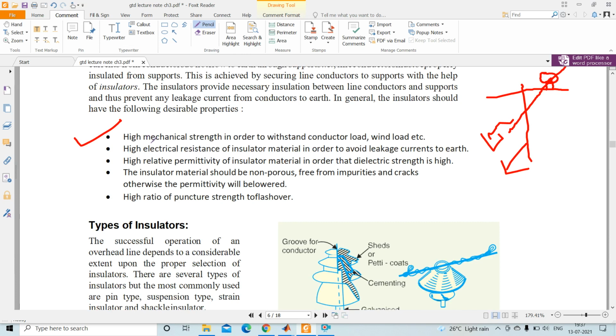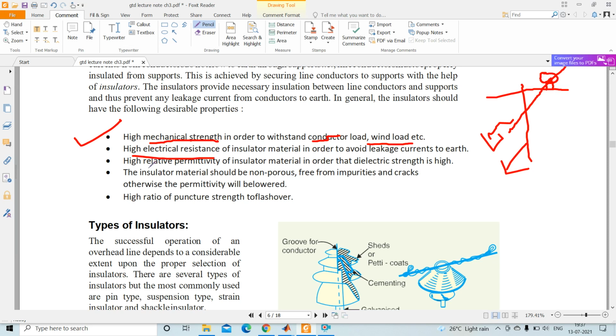In general, these are the properties which an insulator should have. What are the properties? High mechanical strength in order to withstand conductor load, wind load, etc. This insulator should have high mechanical strength because it supports the line conductor, and when there is wind pressure on the conductor, this is also supported by the insulator. That's why it should have high mechanical strength. Then high electrical resistance, to avoid leakage current to earth.